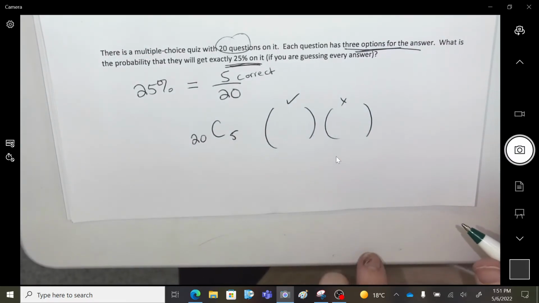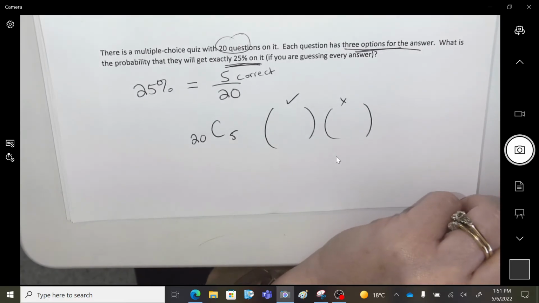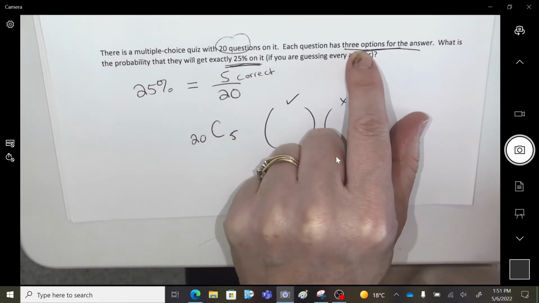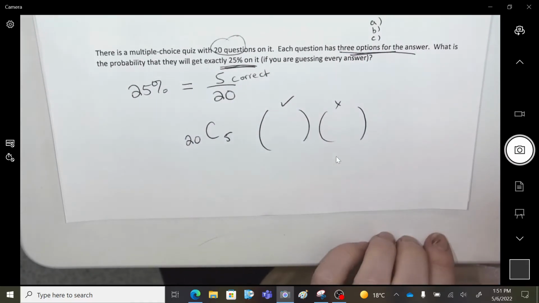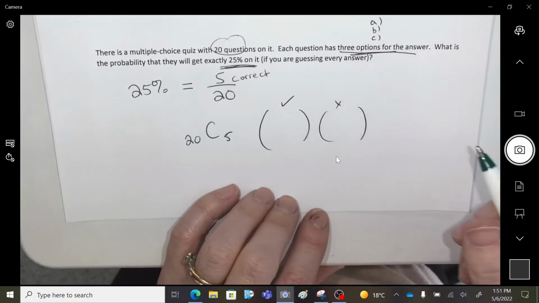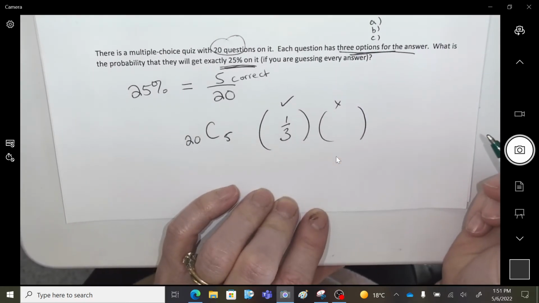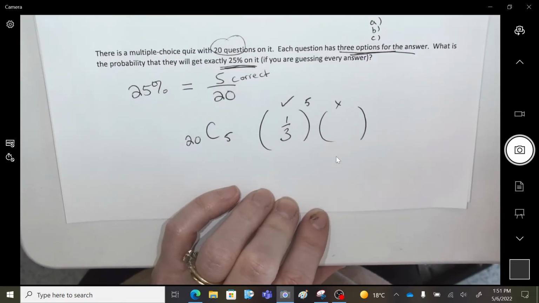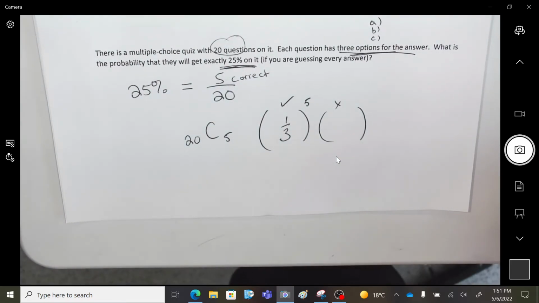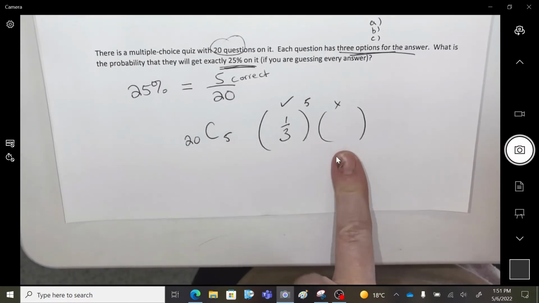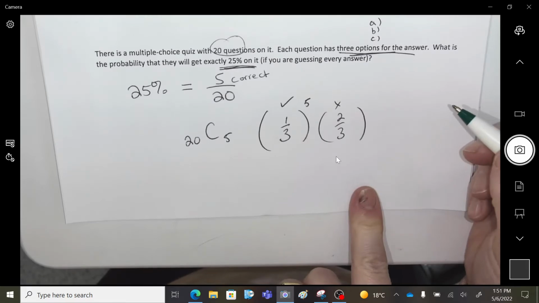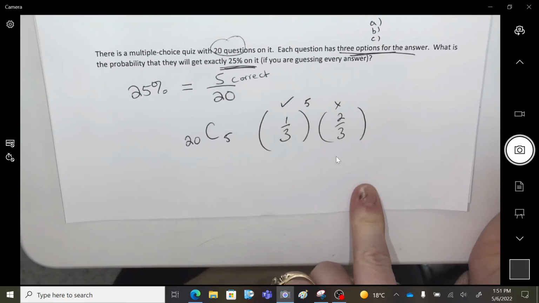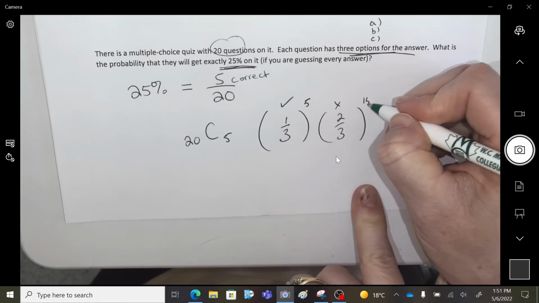Okay, what's the chance of me getting a question correct? There's like an A, B, C, right? 3 options, A, B, C. What's the probability that I pick the correct one? 1/3. And I have to do that 5 times. I have to get 5 correct. Then what's the probability that I would get this question wrong? 2/3. And then how many questions would I end up getting wrong on this test? 15.